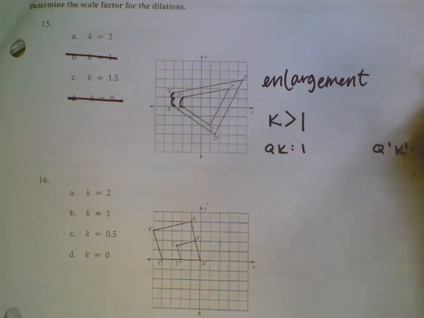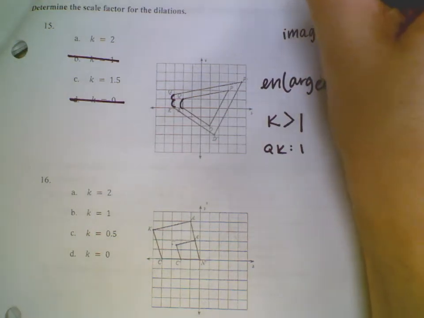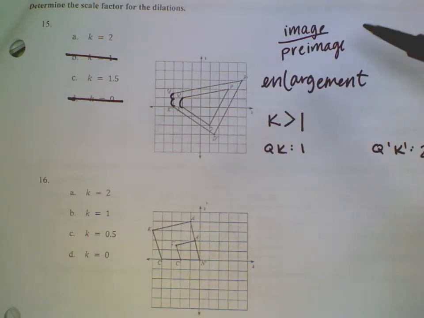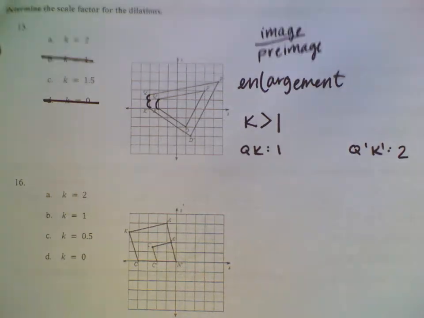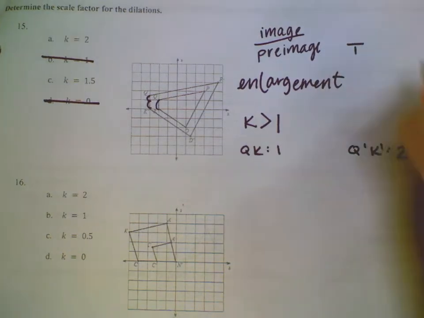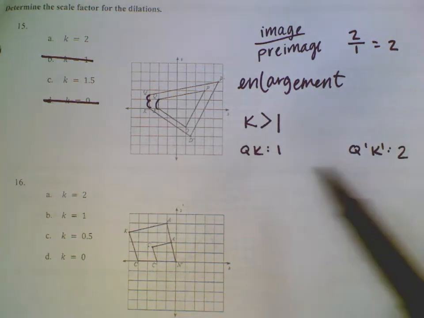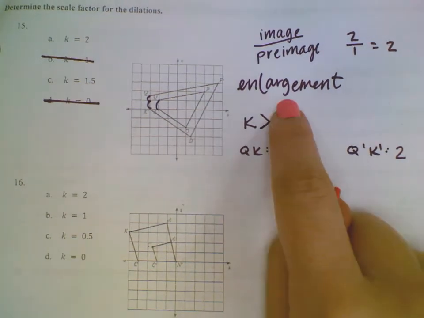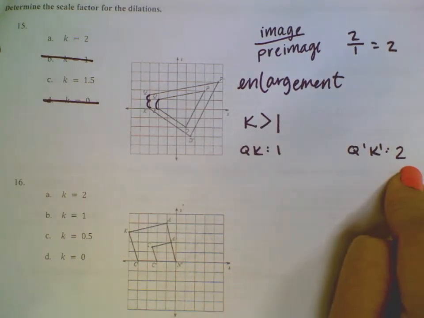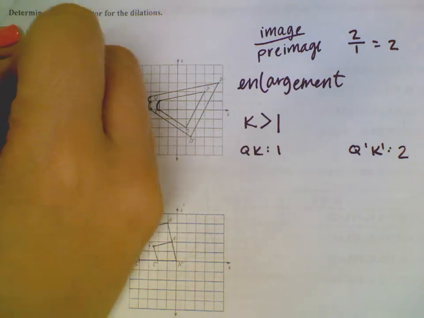So if you don't remember that you always put the image over the pre-image, if you remember that, then you can say, let me scoot this over a little bit, that my pre-image is 1 and my image is 2, so I get 2 over 1. If you don't remember that, but you know that it's an enlargement, you have your two numbers, and you can say that if it's an enlargement, I know that K must be greater than 1. So if I did 1 over 2, that'd be 1/2, which is less than 1, which will not work out. So it must be 2 over 1. So my scale factor is 2.